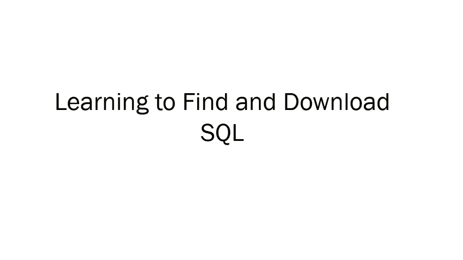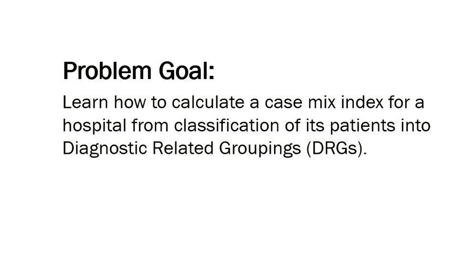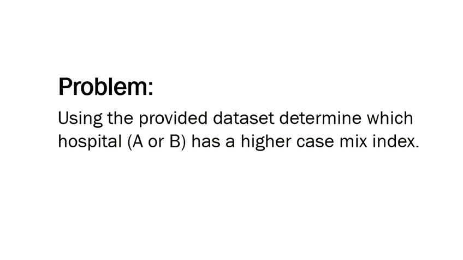So the next step is to talk through the problem goal. What we want to do today is learn how to calculate a case mix index for a hospital from classification of its patients into what are known as diagnostic related groupings, which is a payment mechanism under Centers for Medicare and Medicaid Services. The specific problem we'll be looking at is how to use the provided data set to determine which hospital, A or B, has a higher case mix index.